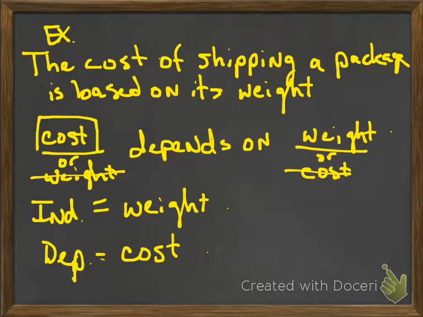Remember, whatever goes in this first blank will be your dependent. In other words, I will put in a weight, and I will get out a cost that I have to pay to get the package shipped.